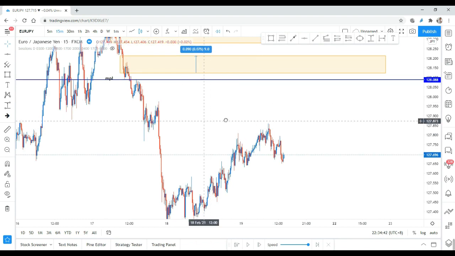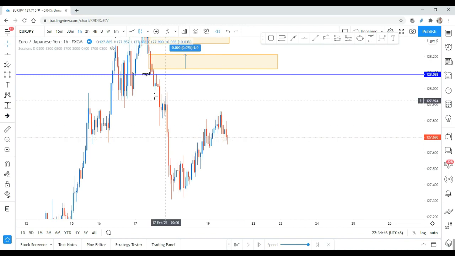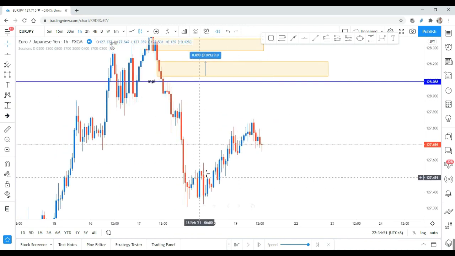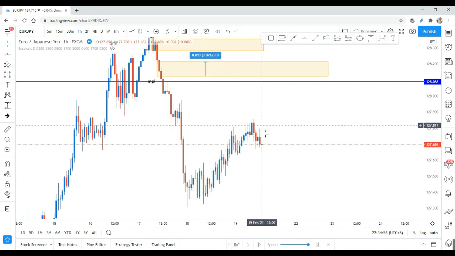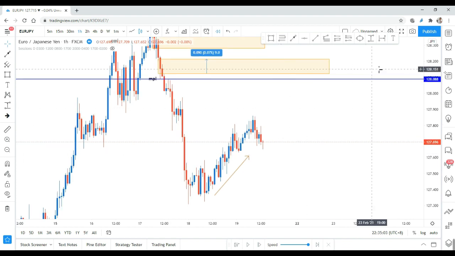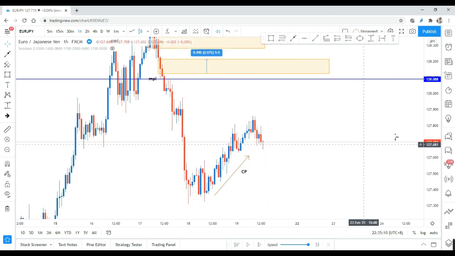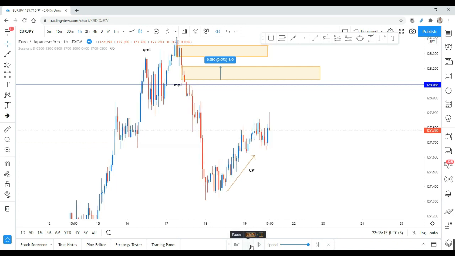Then what happened? The price dropped. Let's switch to H1 again. The price dropped, and now the price is moving one candle at a time, slowly climbing upwards. This movement is what we identify as a compression, CP for short. Then we'll monitor what the price is going to do.